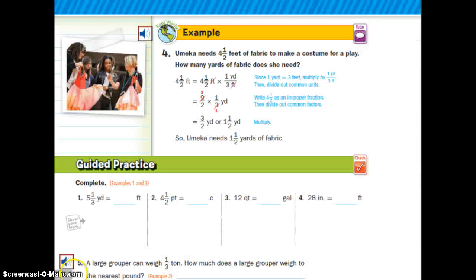Turn the page. So we always know we have word problems, and in this case we have to read the word problem so that we know what to do. Yumika needs 4.5 feet of fabric to make a costume for a play. How many yards of fabric does she need?